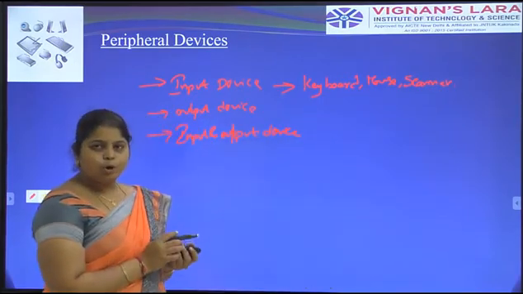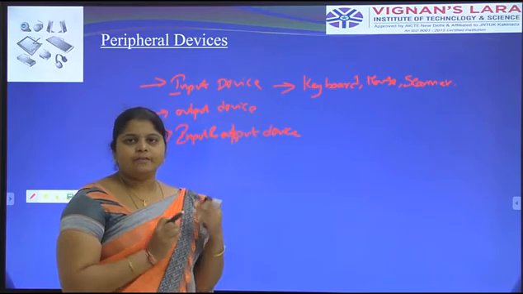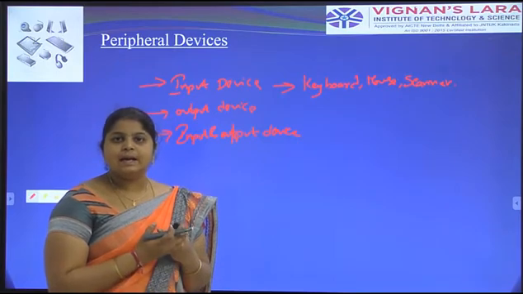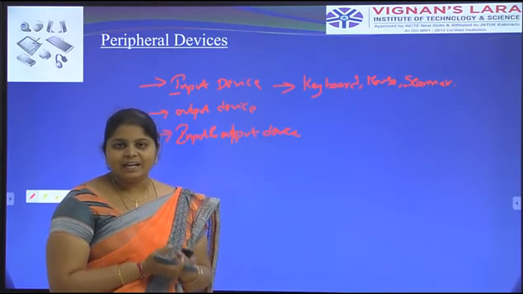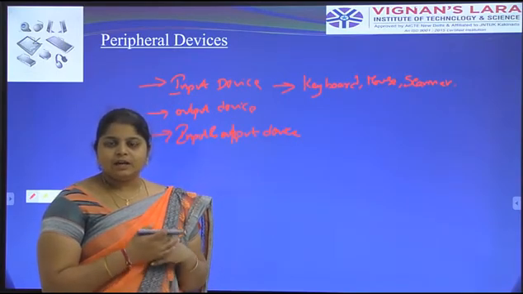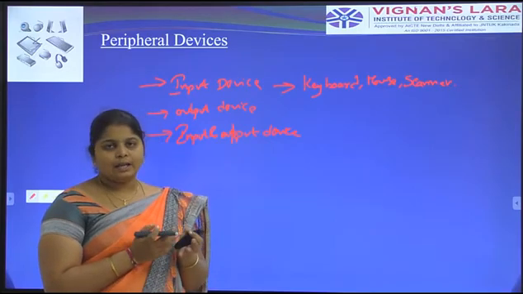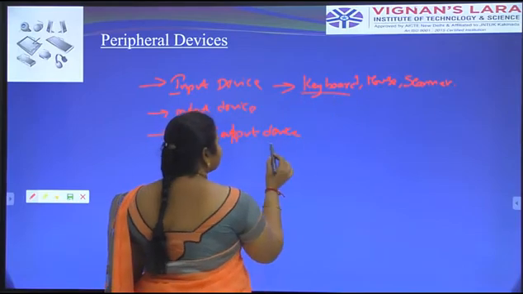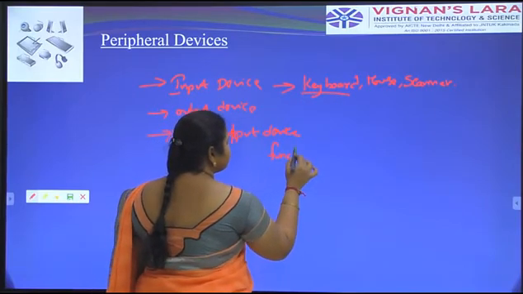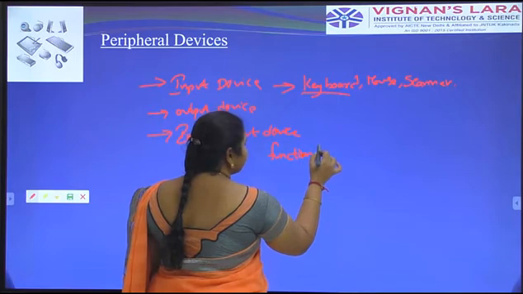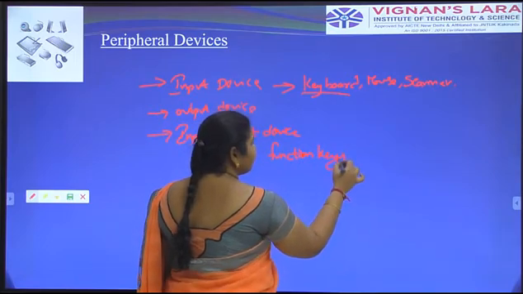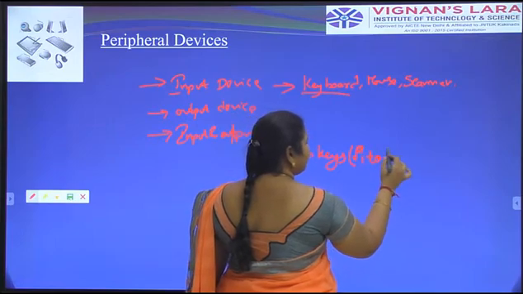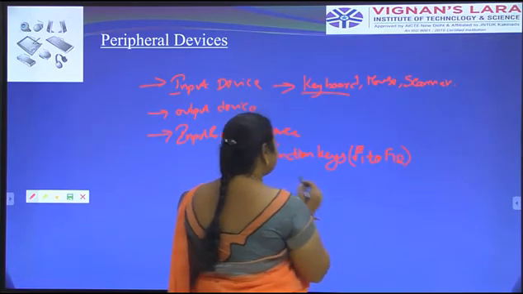What is a keyboard? With the help of the keyboard, input is given with alphabets, symbols, digits, shift key, enter key. These are provided in the keyboard. The keyboard has function keys, that is from F1 to F12. F1 to F12 are function keys.